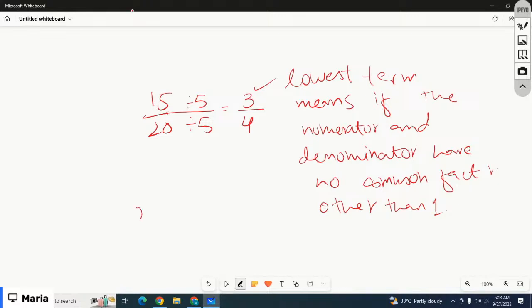The next one is 21 over 35. Do they have a common factor? Yes, they have the common factor 7. So this isn't in the lowest form because they have a common factor. Divide them by the common factor. Now 3 by 5 does not have any common factor other than 1. So 3 by 5 is in the lowest form, right?